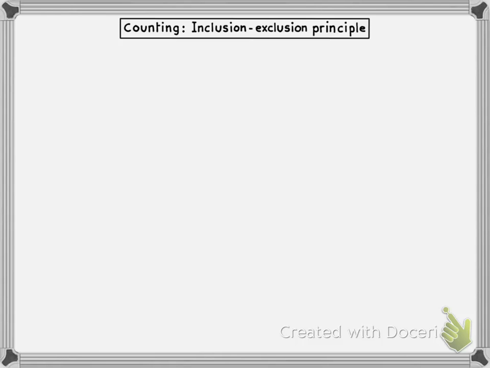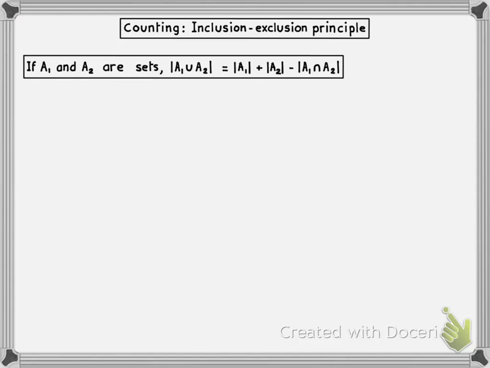So here is the statement of the rule. Let's say A1 and A2 are sets. Then the cardinality of the set A1 union A2 is, according to this principle, the cardinality of A1 plus the cardinality of A2 minus the cardinality of the intersection of A1 and A2. So let's illustrate the validity of this principle using a Venn diagram. That's not a proof, it's just an intuition for why it's true.